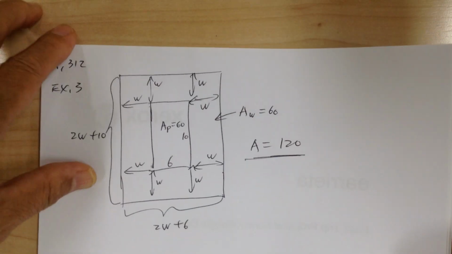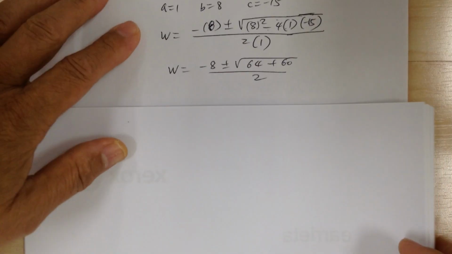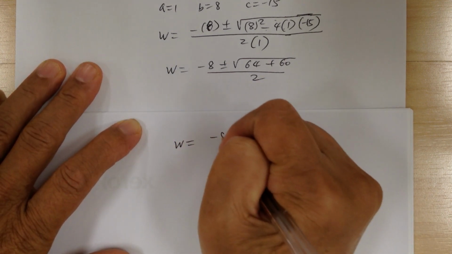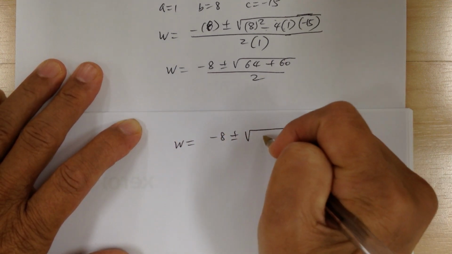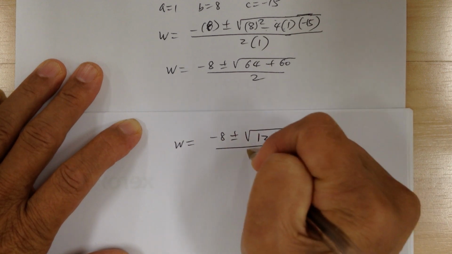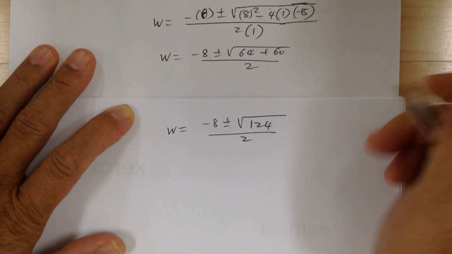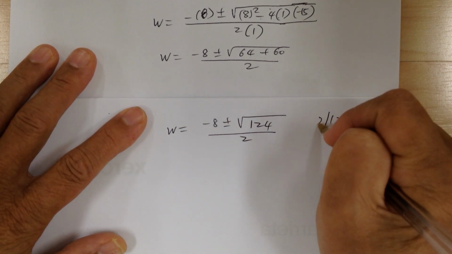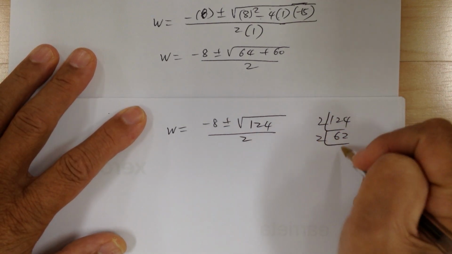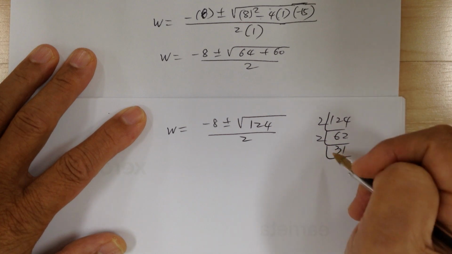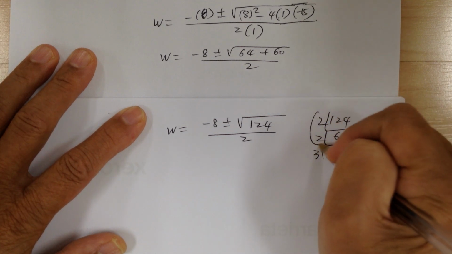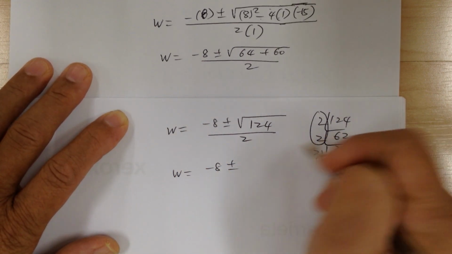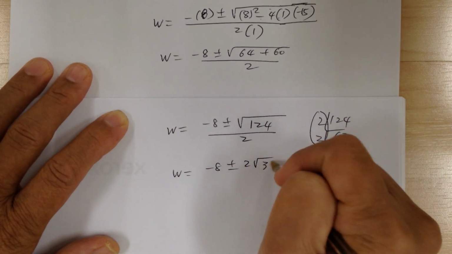Running out of space, I'm going to start a new sheet. So continue. So W equal to negative 8 plus or minus square root of 124 over 2. And I'm going to try to simplify this over here. So 124 divided by 2, I get 62. Divided by 2, I get 31. And this is a prime number. So W equal to negative 8 plus or minus 2 square root of 31.